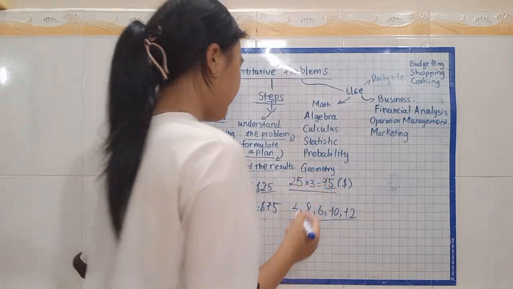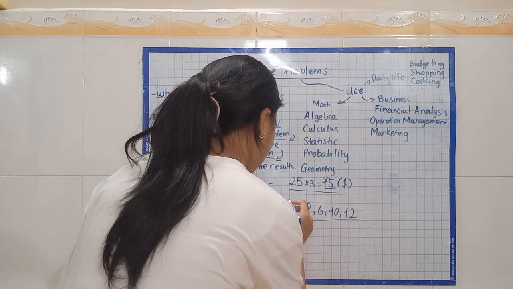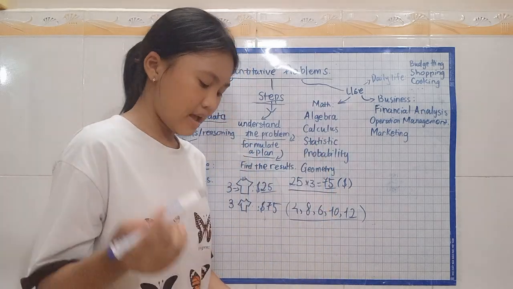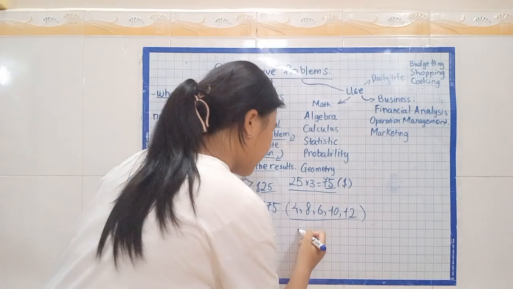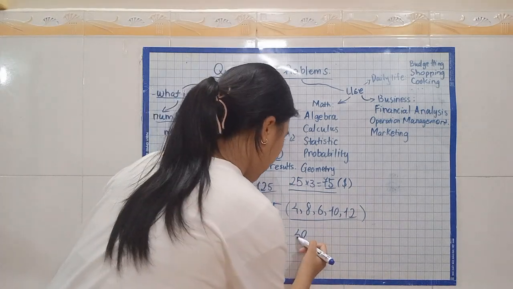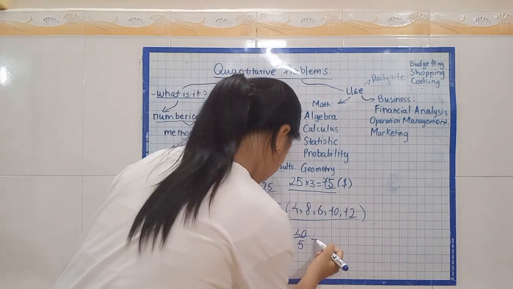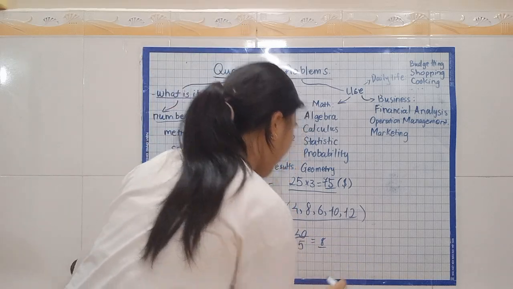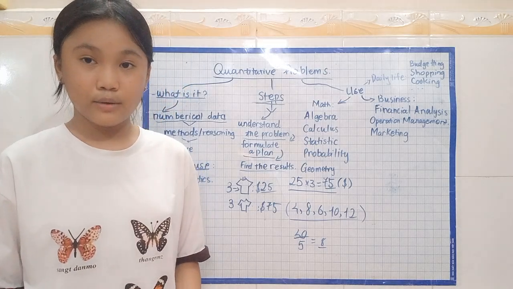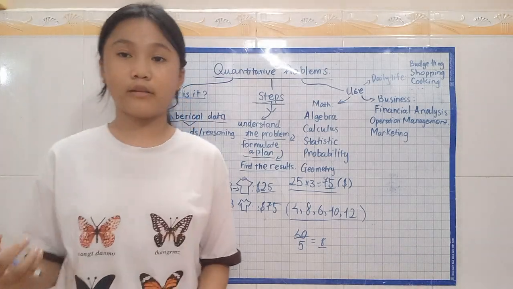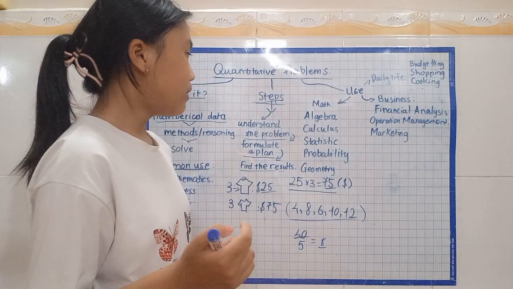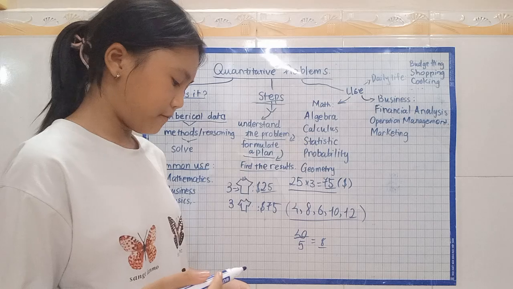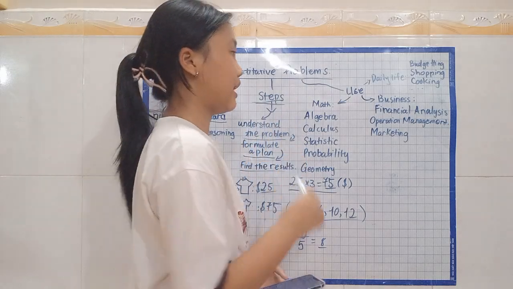Now let's do it. So first, I calculate the sum. 4 plus 8 plus 6 plus 10 plus 12 is equal to 40. And 40 divided by 5 equals 8. So basically the mean here is 8. It could be used in a lot of other kinds of problems. So let's look at its use in our daily life. First, let's see its applications.